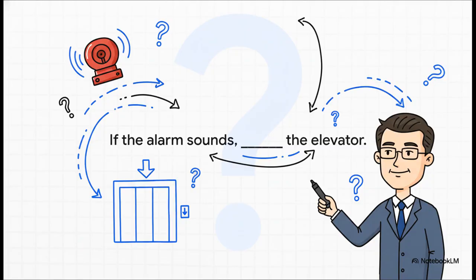Number 3 is up next. If the alarm sounds, blank the elevator. This one is about giving a negative command. What's the right way to say that? And the answer is C, do not use. For a negative command or an imperative, we use do not followed by the verb.